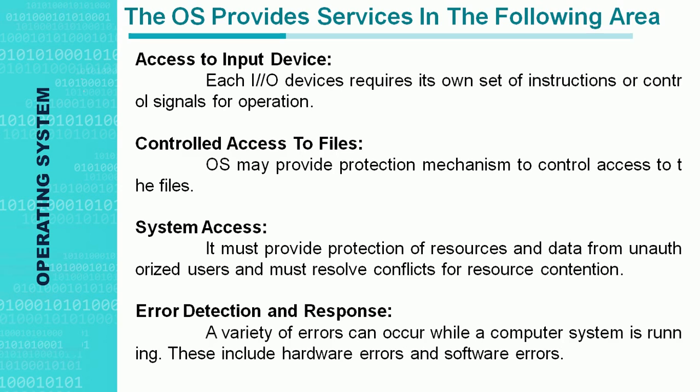Here errors can occur while the system is running. There are two types of errors that can occur: hardware errors and software errors. Hardware errors include examples like memory errors, device failures, malfunctions, etc. Next, software error examples are arithmetic overflow error, access forbidden error, memory location error, like this. These are all software errors that occur.